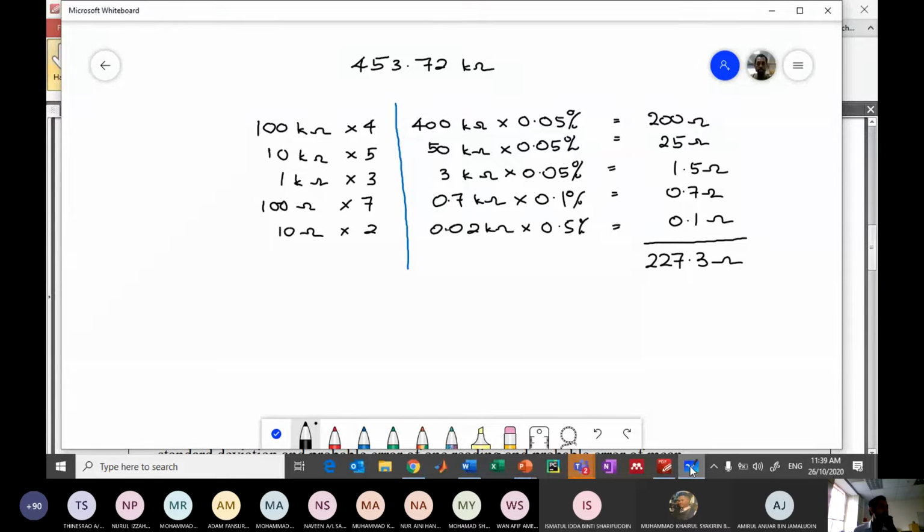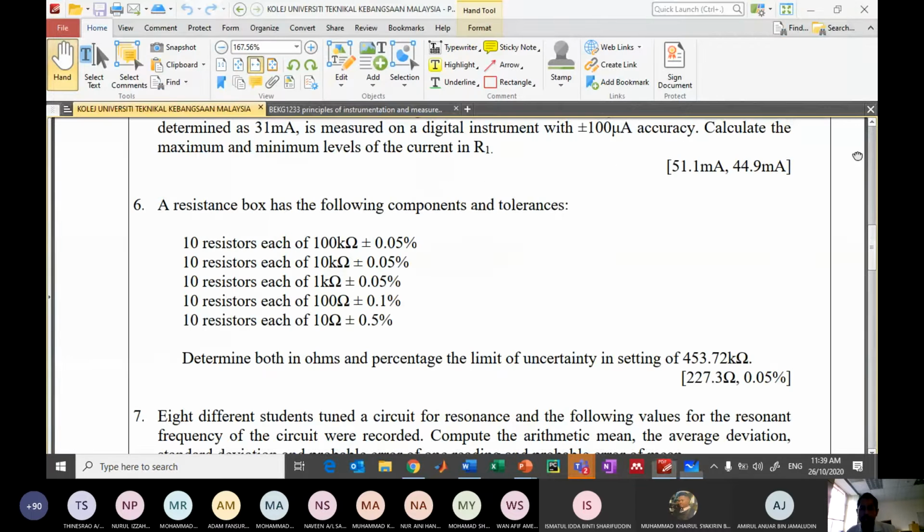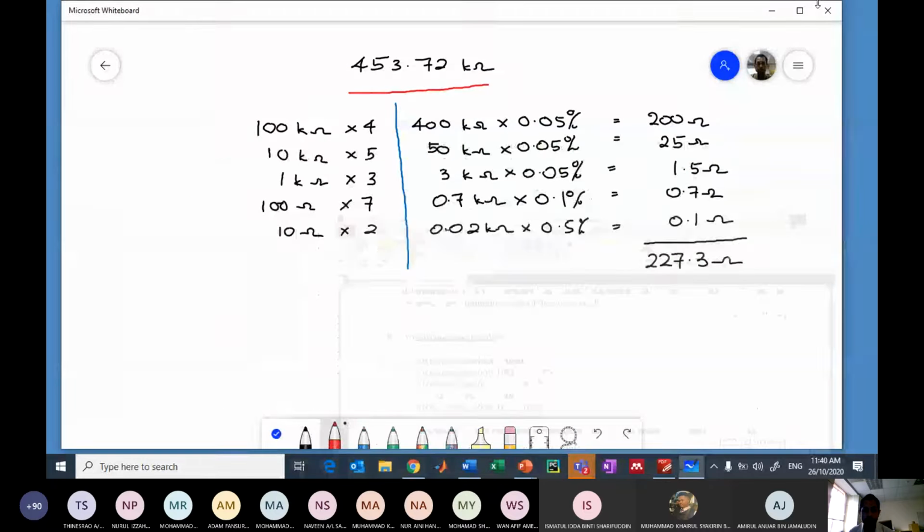Okay, so the question from the chat: each resistor must be based on total resistor. Aisha, I don't understand your question. Can you please rephrase? Quantity of each resistor must be based on the total resistor. Based on the value that we want. Now our target is this value, 453. So the question gives you these resistors, and you need to combine them to get this value here, 453.72. That's why you get this combination.